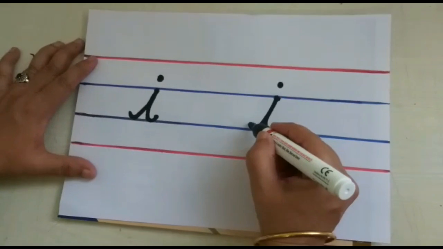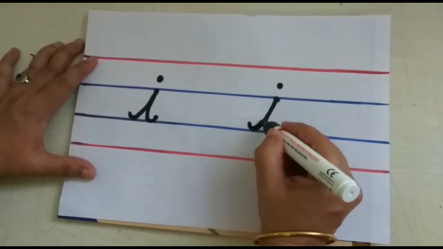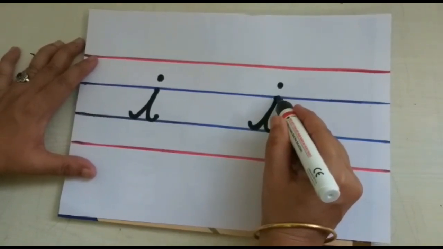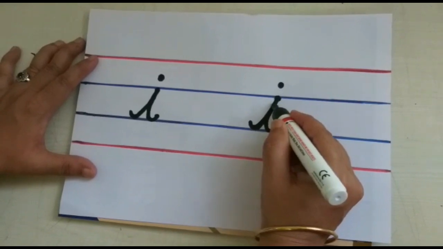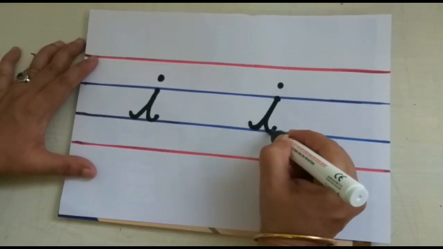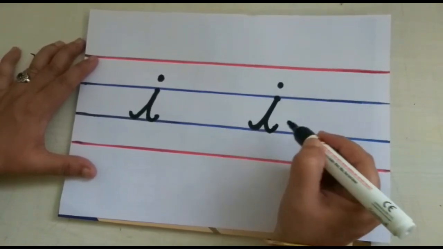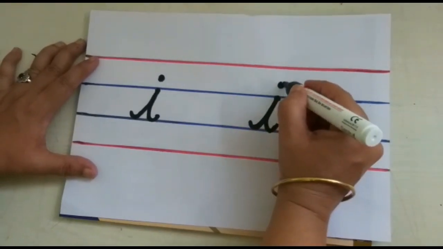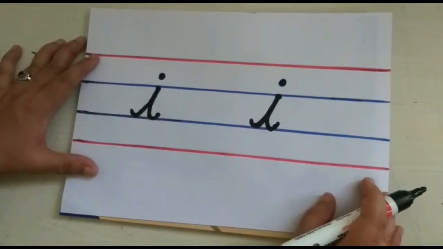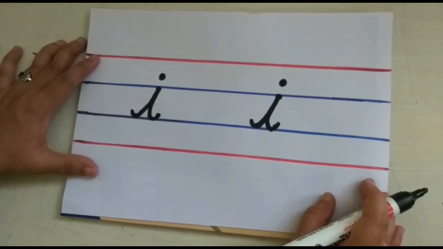Once again we will write. Make a small curve. Go up to the second blue line. Come down to the third blue line and make a small curve and put a small dot. Small cursive I.